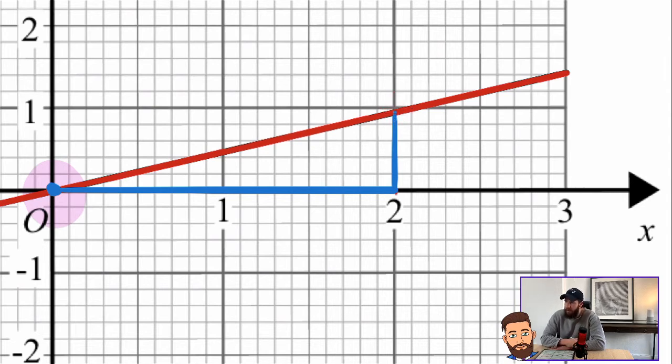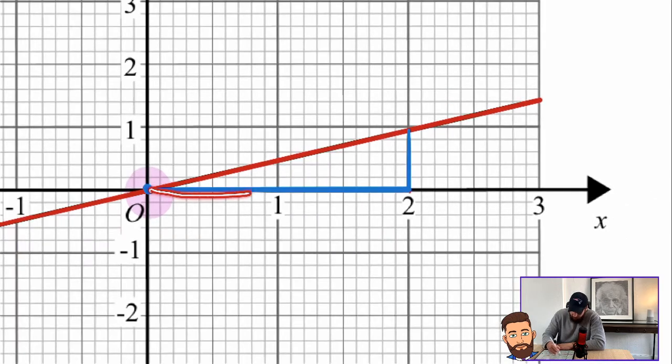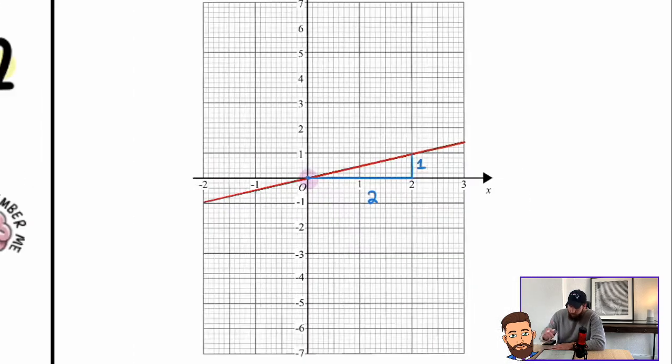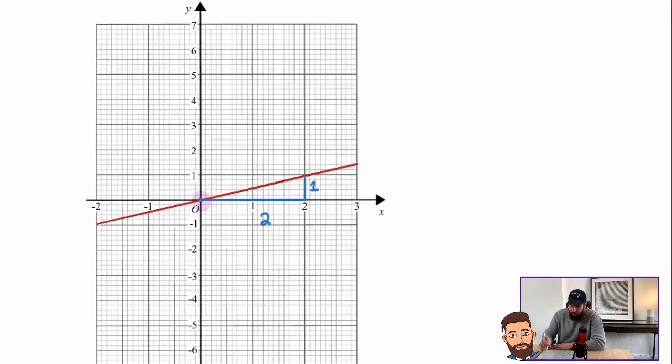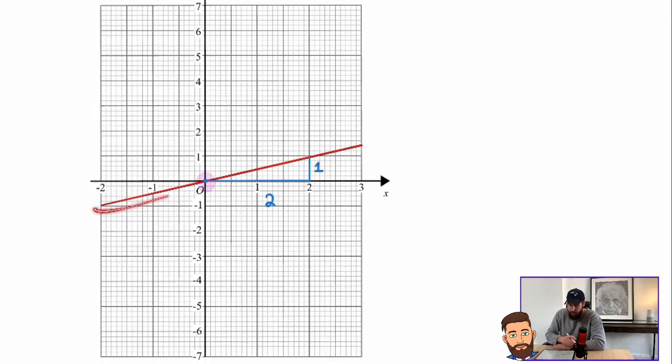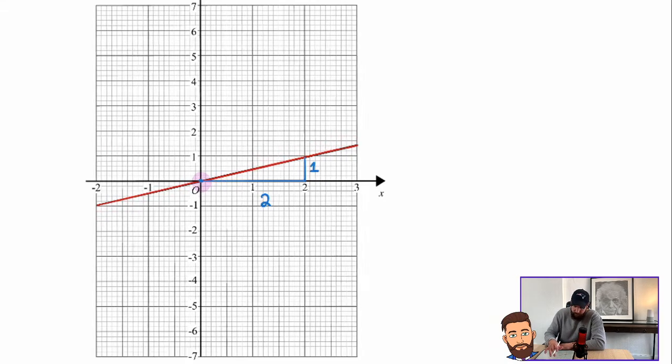So how many across is that? Well, I can clearly see that as across 2 units. And how many up is it? Well, it's up 1 unit, look. One of these squares here is 1 unit. So that would be up 1. So what can we say? We've accurately drawn our gradient. Secondly, is it positive or negative? Well, this is going in an upward direction. It's not very steep, but it is going in an upward direction. So it's a positive gradient.